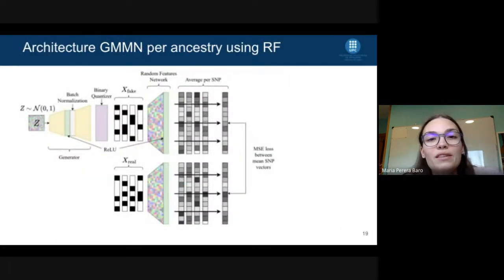Here we can see the architecture of the generative moment matching network per ancestry using random features. And as mentioned, the input of the generator is random noise. And the generator is based on a linear layer, a ReLU, a batch normalization, a hidden layer, and a binary quantizer that binarizes the output samples. Then the features are computed from the data with a network, and finally, the loss is computed with the means.